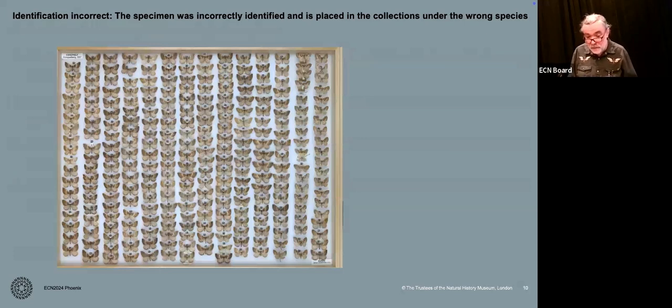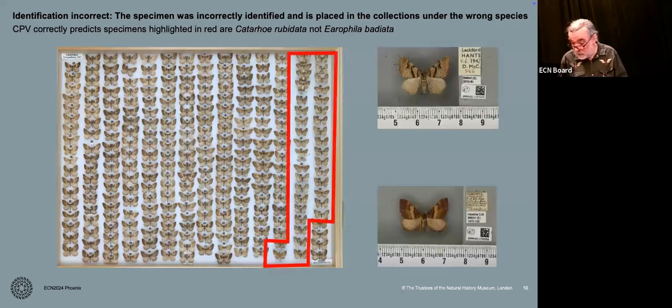So first off, this is an identification that's incorrect. And I was quite surprised to find this draw of Cataro rubitata. Sorry, specimens of Cataro rubitata were actually in the wrong draw of Eryphila badiata. And this had obviously been in the collection for 100 years like that, and nobody actually noticed it before.